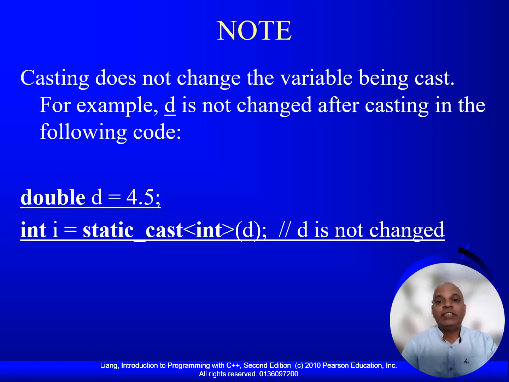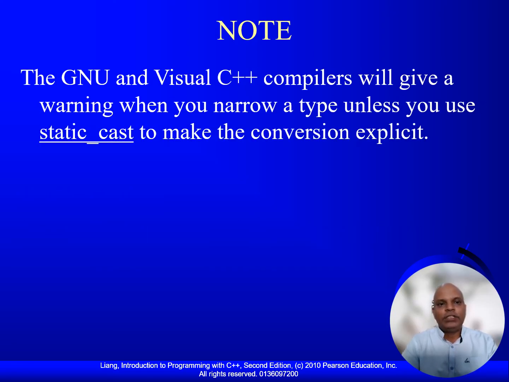Casting does not change the variable being cast. d is not changed after casting in the following code. So if I had to say double d is equal to 4.5, then d is not changed. C++ compilers will give a warning when you narrow a type unless you use static_cast. Okay, we'll do that in class.